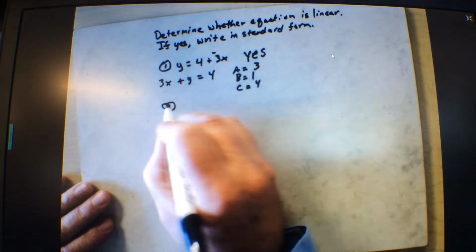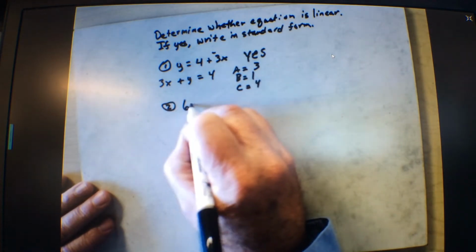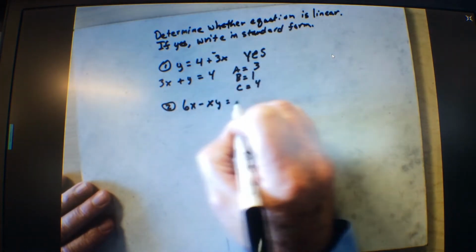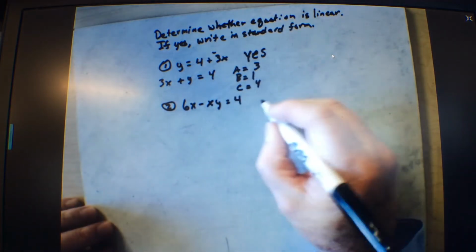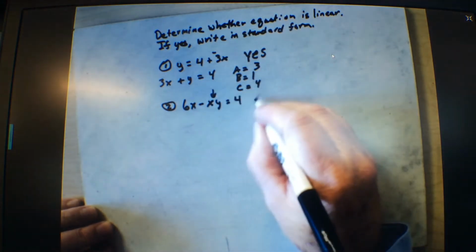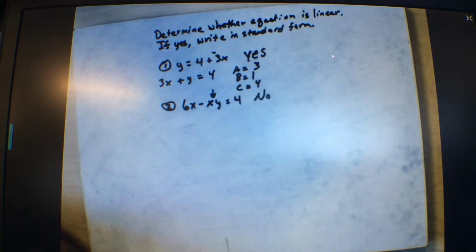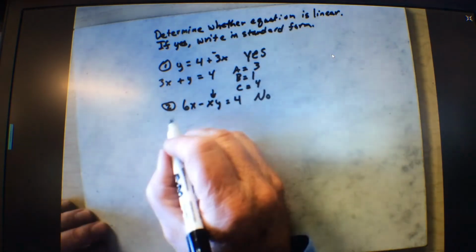All right, number 2. 6x minus xy equals 4. Is this a linear equation? Tirsa says no. Why, Tirsa? All right. This one right here is a no. You cannot multiply x and y together. They have to be separated. So since it's a no, do we have to put it in standard form? We do not have to put it in standard form.